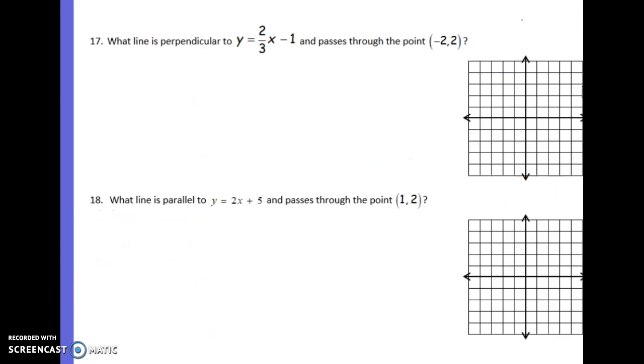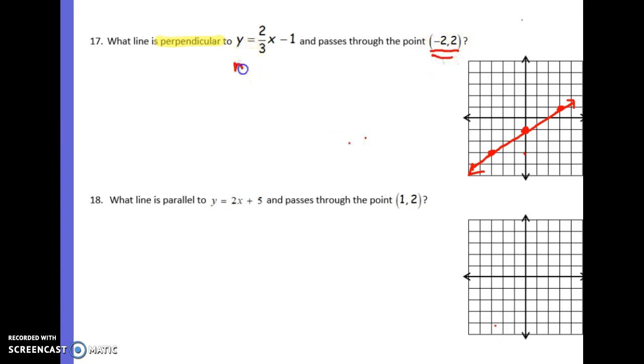Okay, moving on, what line is perpendicular? So we want to highlight this again. Okay, this one's going to be perpendicular and it passes through this point. So let's start first by graphing this one. So we've got a -1 as our y-intercept. Our slope is 2/3. So we're going to go up 2 and over 3, or down 2 to the left 3. Okay, so there's our first line.